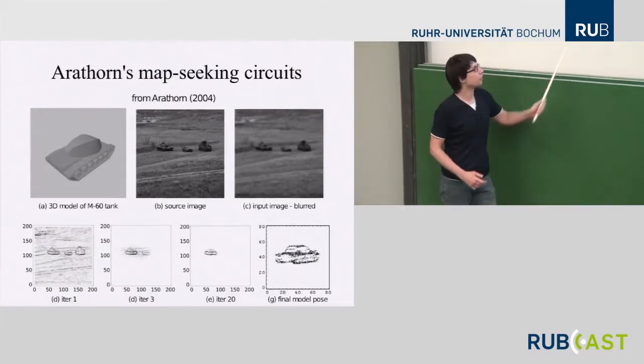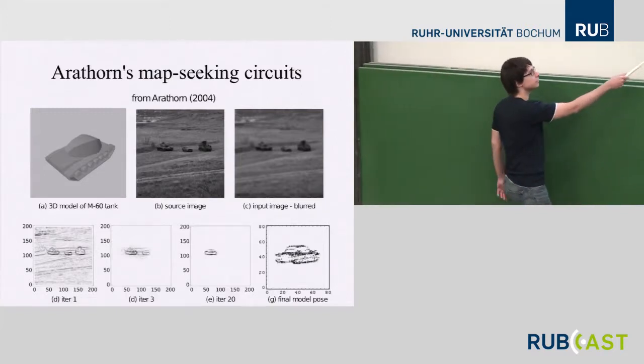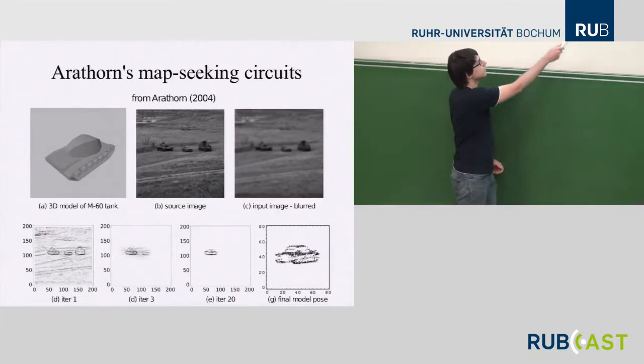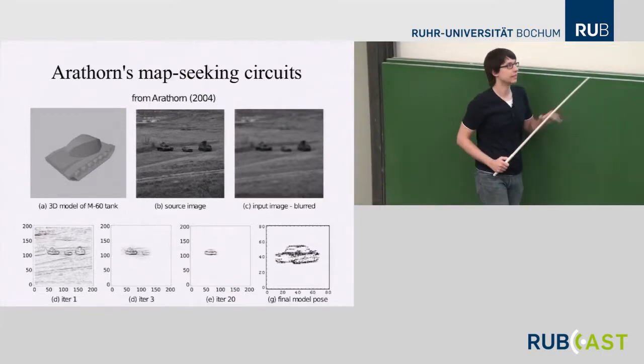He starts looking at the whole image, and then over some iterations he converges. You can see here that much of the input is actually faded out.